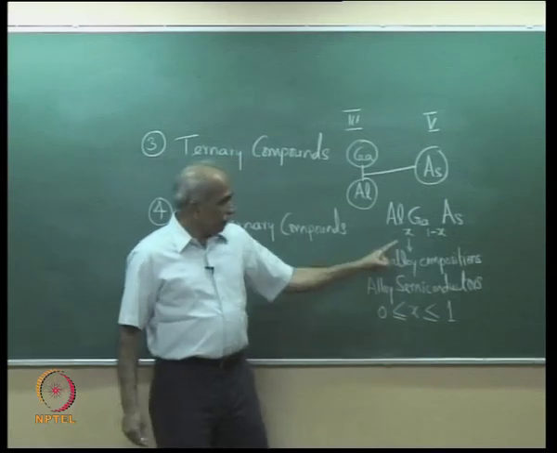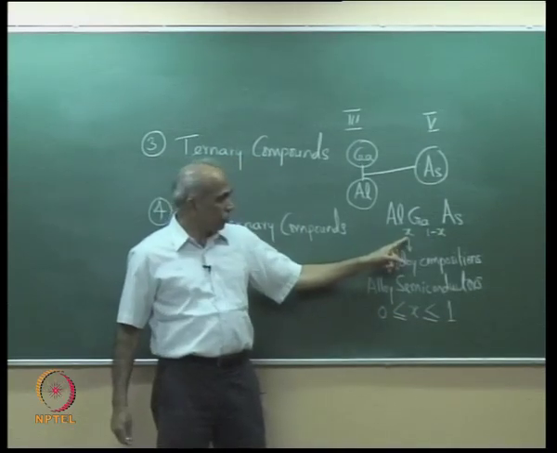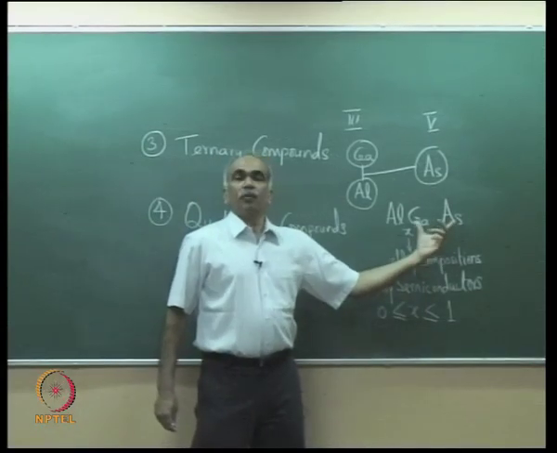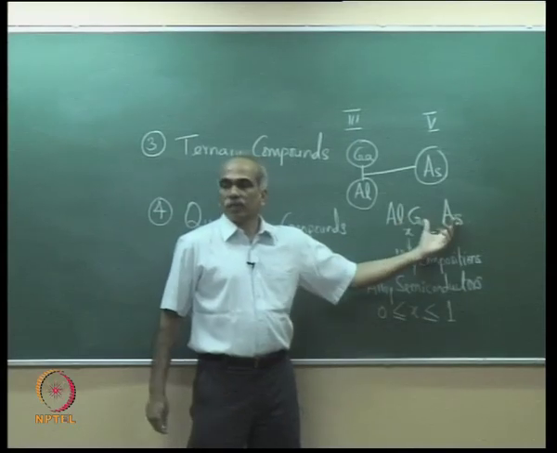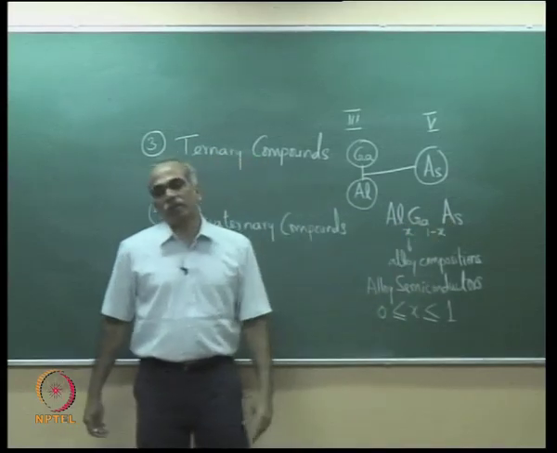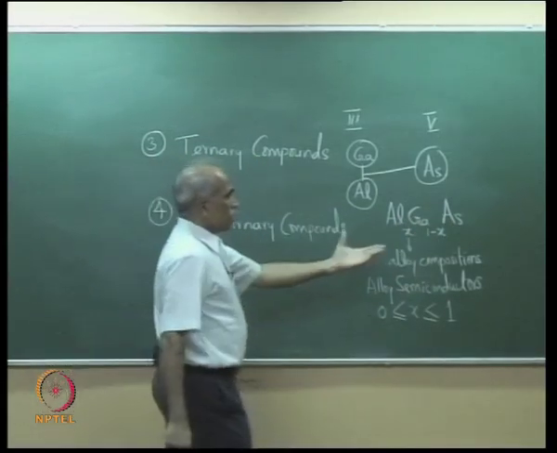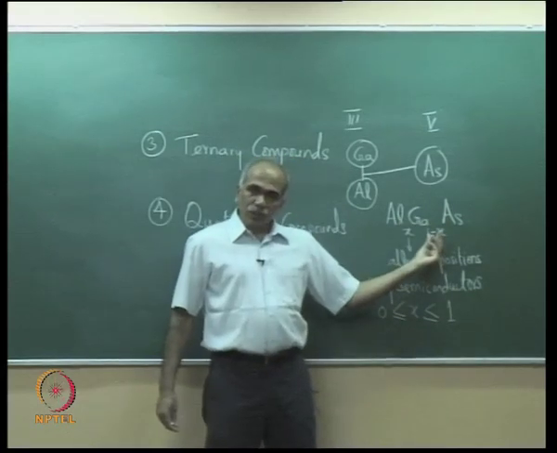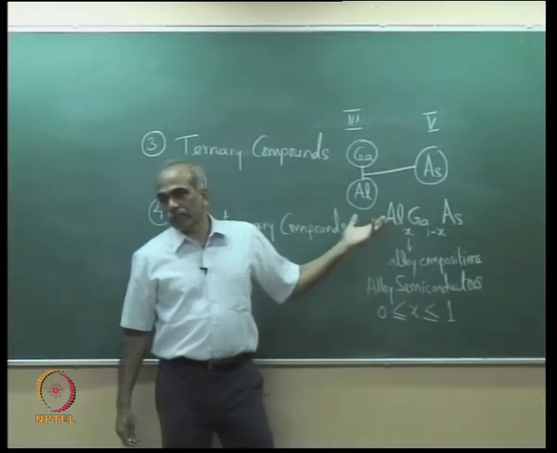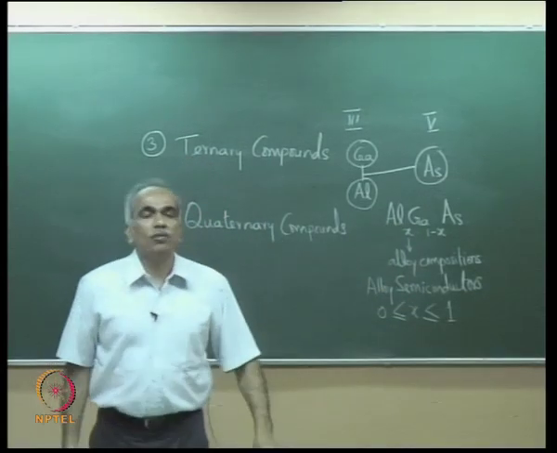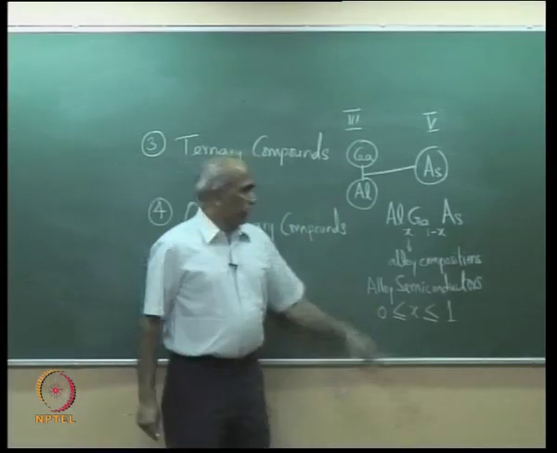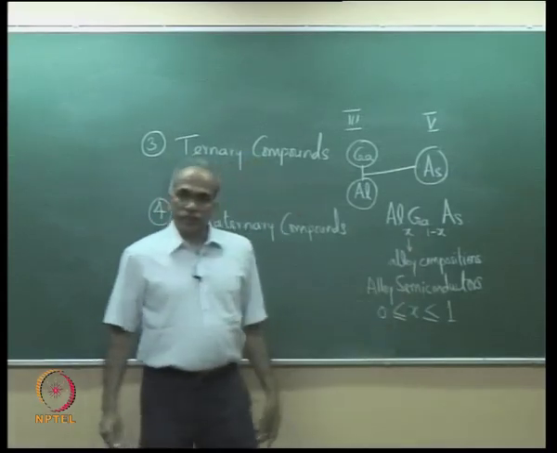What does that mean? If you put x equal to 0, 1 minus 0 is 1, so we simply have gallium arsenide. If you put x equal to 1, that means gallium is 0, we have the binary compound aluminum arsenide. So this is an alloy where x fraction of gallium atoms are replaced by aluminum atoms at the fabrication stage, at the formation stage. So these are called alloy semiconductors.